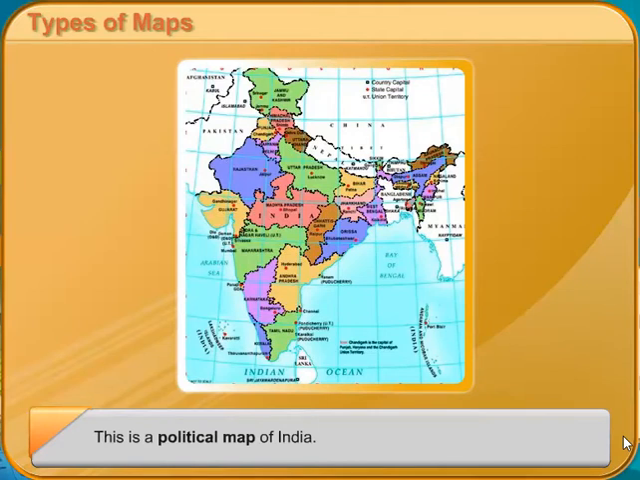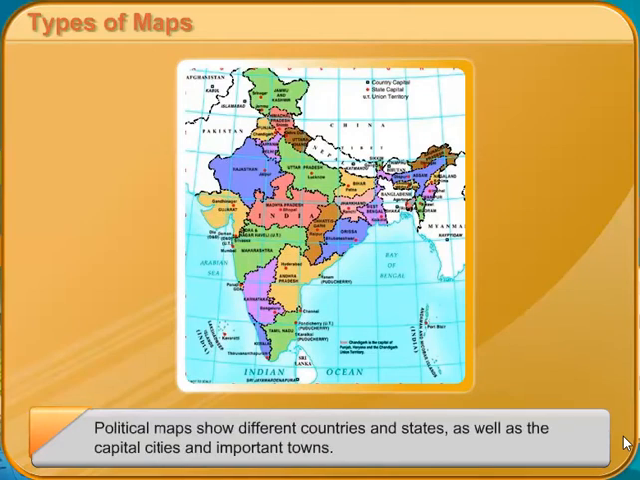This is a thematic map, showing the wildlife and national parks in India. Thematic maps give specific information such as climate, crops, industries, wildlife sanctuaries, etc.